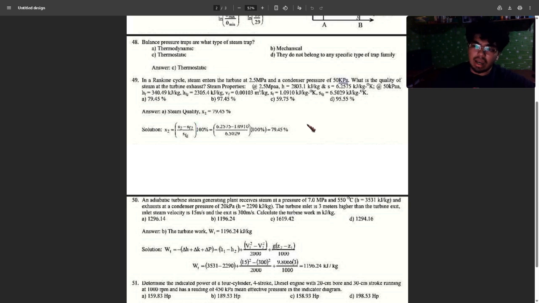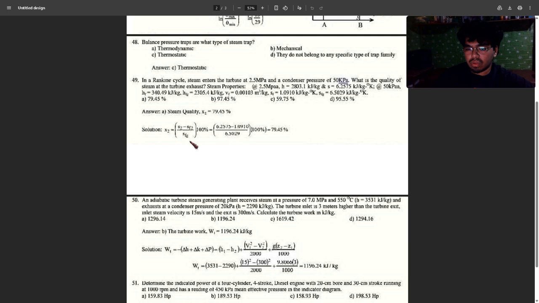At 50 kPa, we have hf equal to 340.49 kilojoules per kilogram, hfg equivalent to 2,305.4 kilojoules per kilogram. Then the volume is 0.00103 cubic meter per kilogram. Sf is 1.0910 kilojoules per kilogram Kelvin, and sfg is 6.5029 kilojoules per kilogram Kelvin.